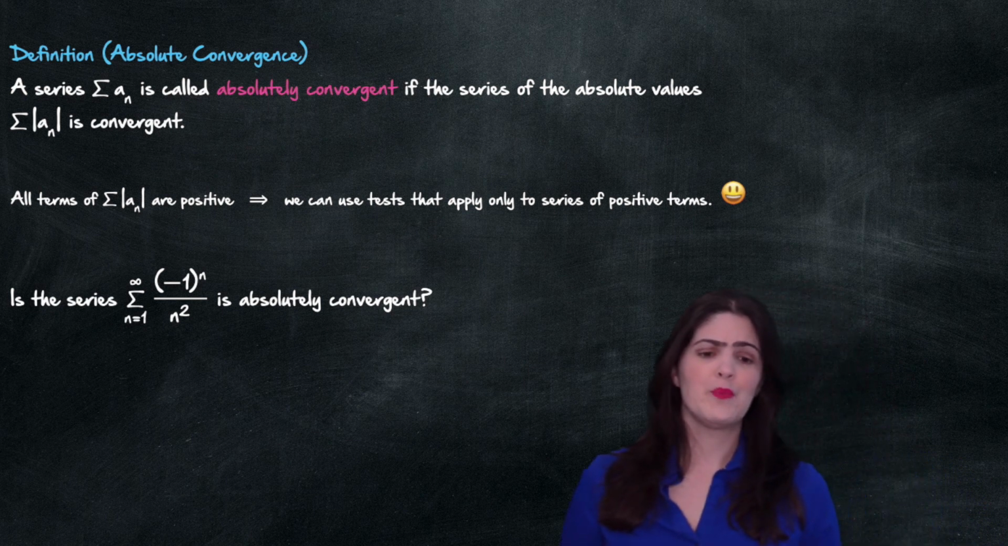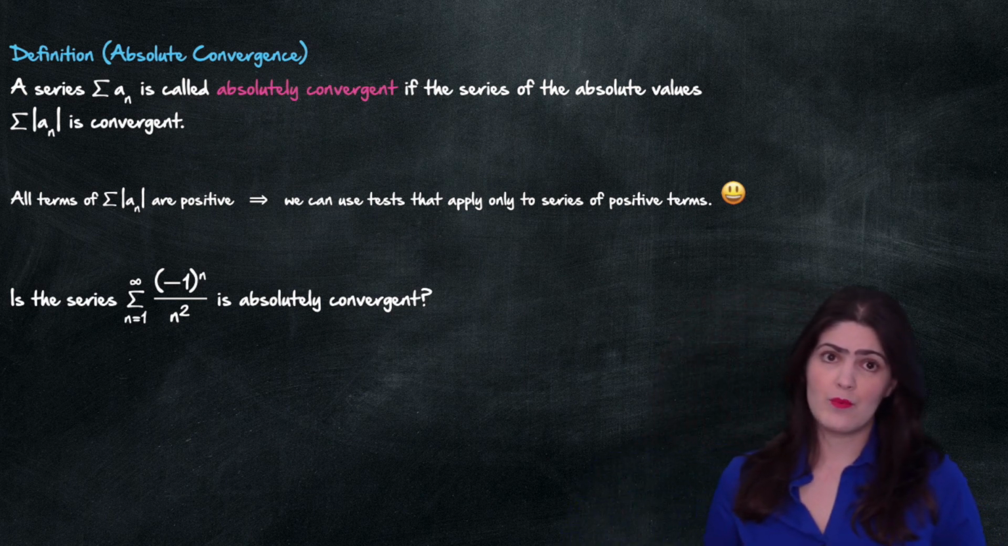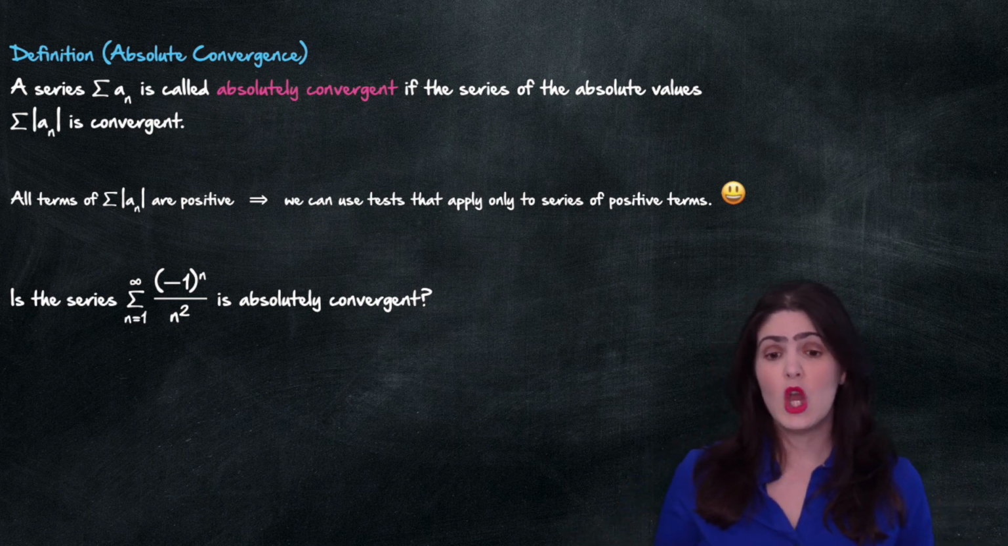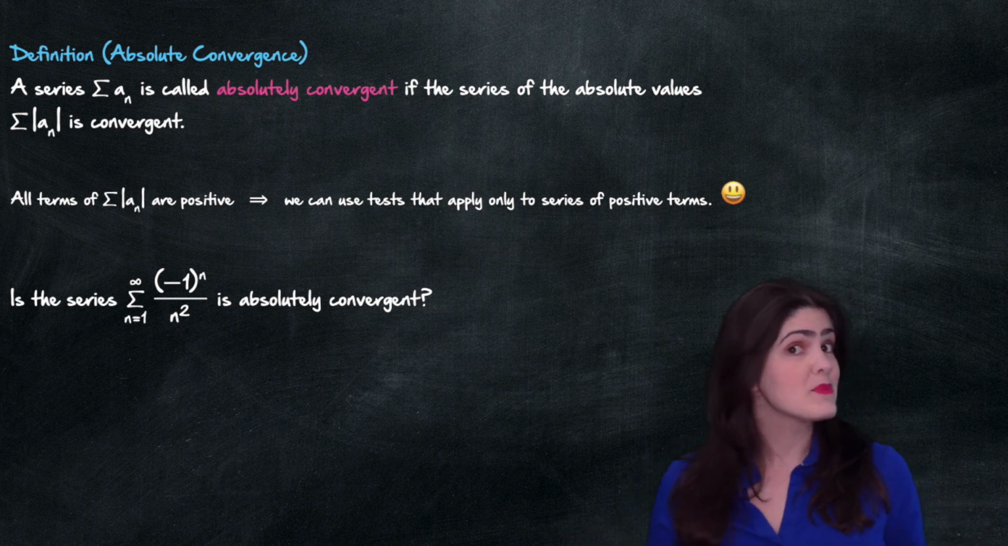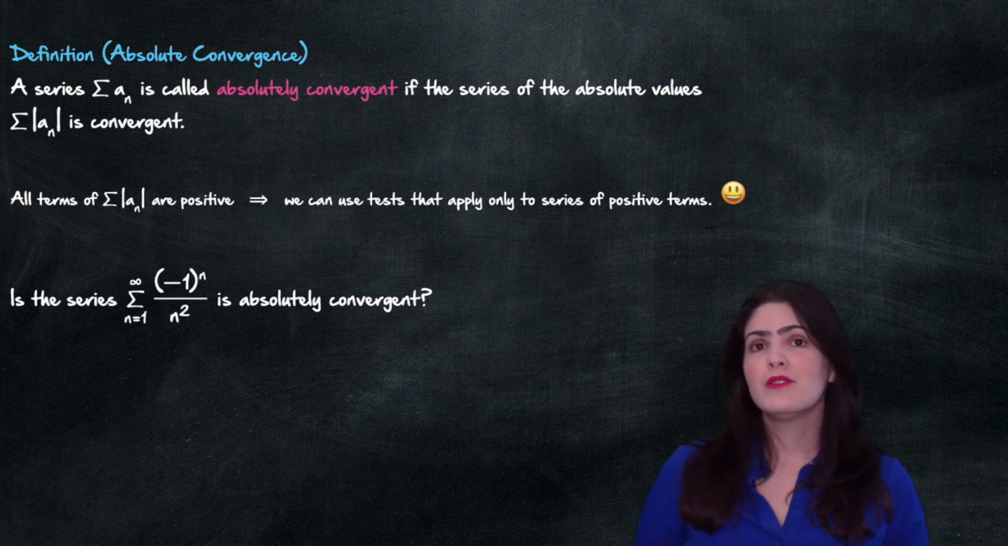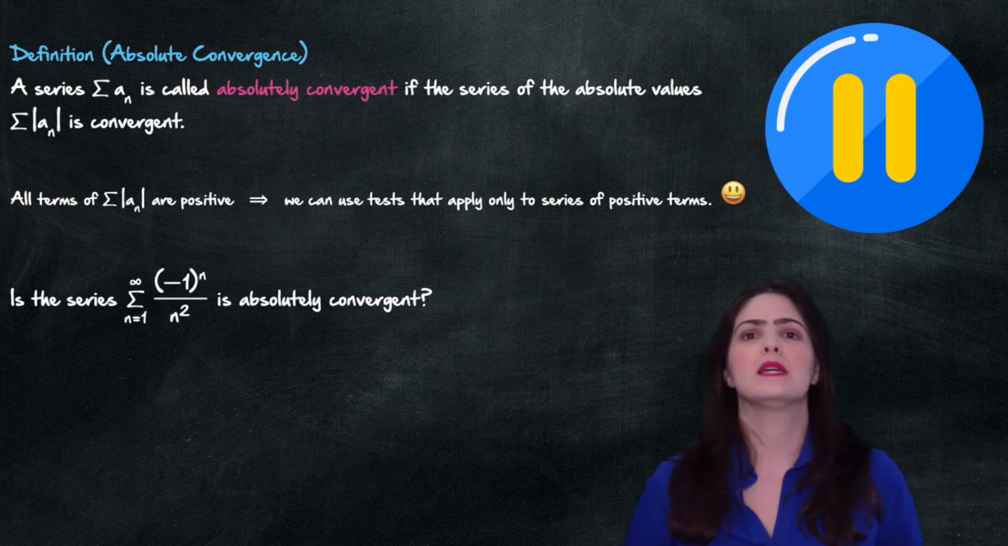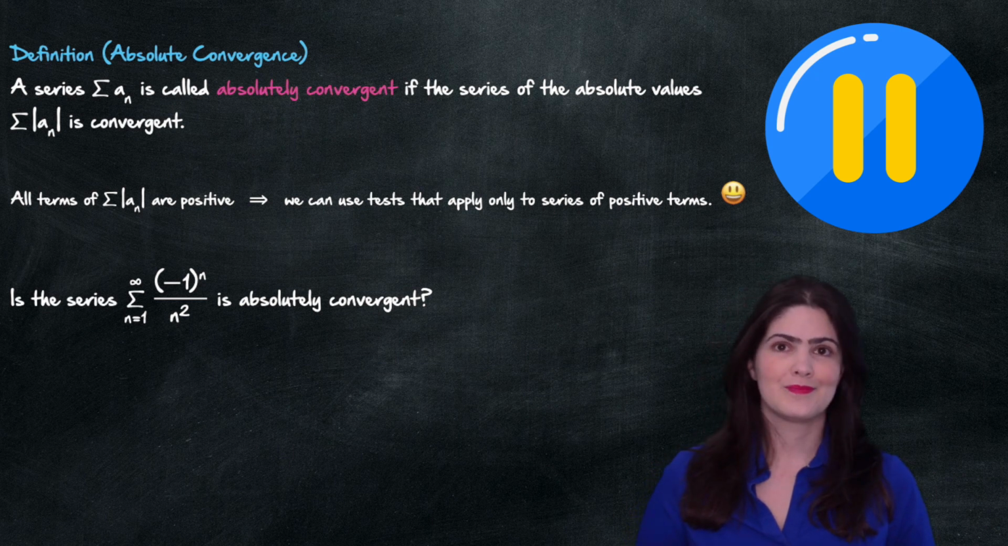Then a question for you. Is the series given by the sum from n equals 1 to infinity of minus 1 to the n over n squared absolutely convergent? If you need some time, I invite you to pause the video, and when you have an answer, please come back.